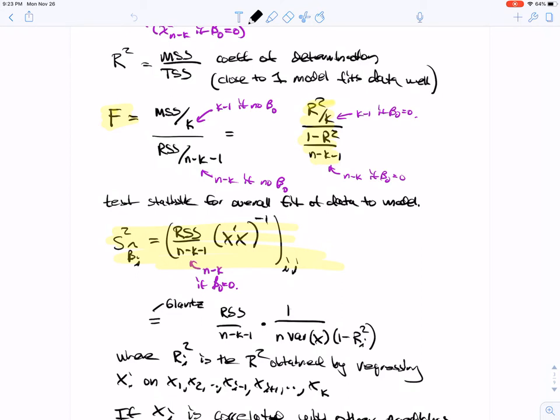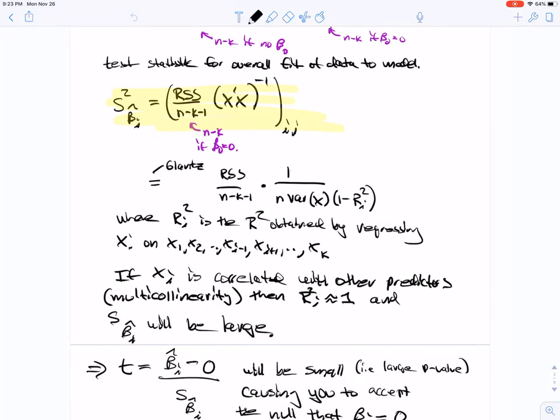So we can make a null that the beta i's are 0, and to make a t-test of that, we're going to need the standard error. For the beta i hat, the variance of beta i hat is the ii entry in this matrix, and it can be shown that this is the expression shown here. Notice the 1 minus R_i squared in the denominator, where R_i squared is the R squared obtained by regressing x_i on all the other predictors.